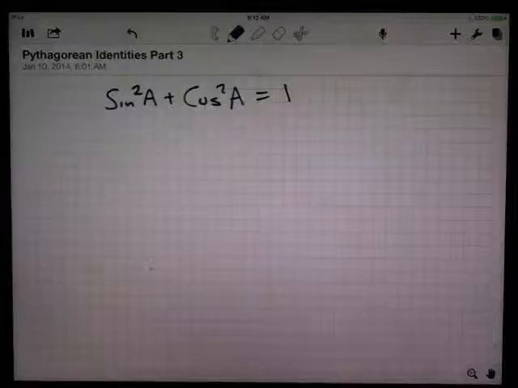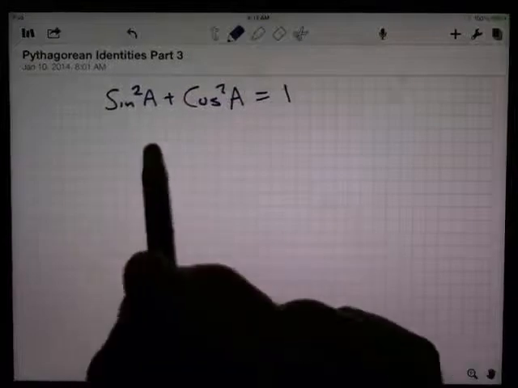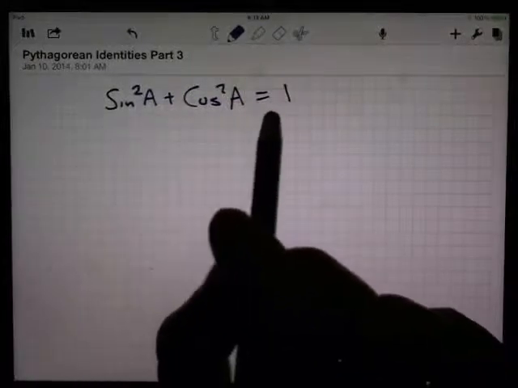I want to take another look at those last two Pythagorean identities, but I want to do it from an algebraic standpoint and use a couple of the other identities that we saw, in particular the quotient identities. So I'm going to start with this one, sine squared a plus cosine squared a equals 1.